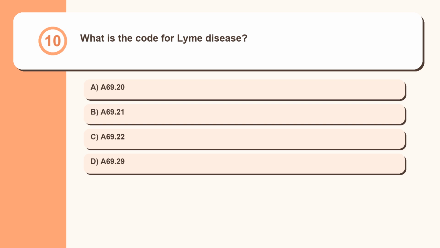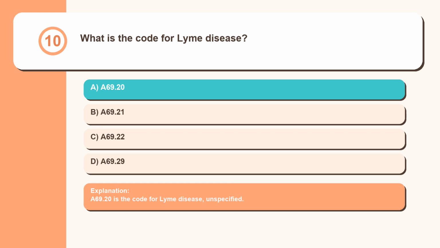Question 10. What is the code for Lyme disease? A69.20, A69.21, A69.22, A69.29. A69.20 is the code for Lyme disease, unspecified.